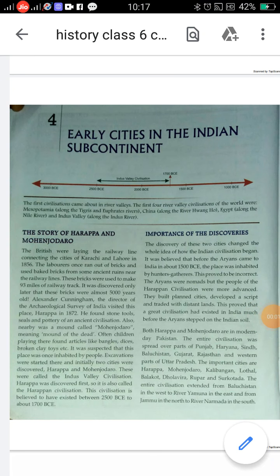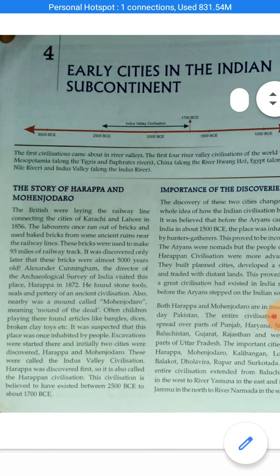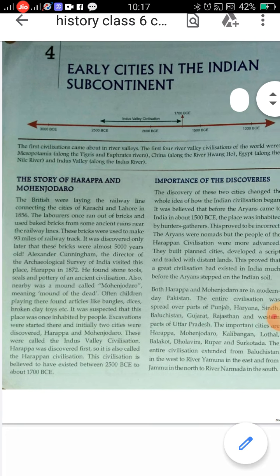Good morning, children. Today we are going to start with history lesson number 4, that is early cities in the Indian subcontinent. We are going to study about the early cities which were formed on the Indian subcontinent. So there were four civilizations which came about in river valleys.